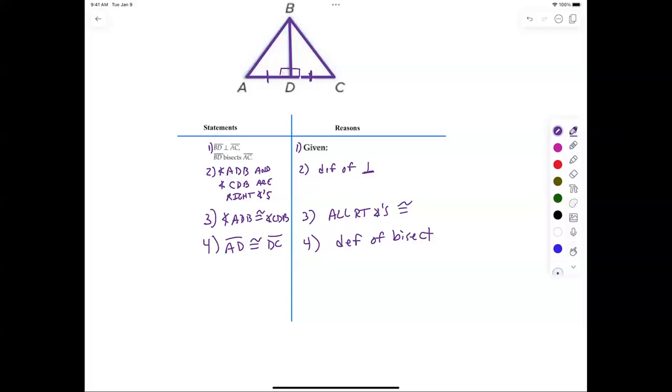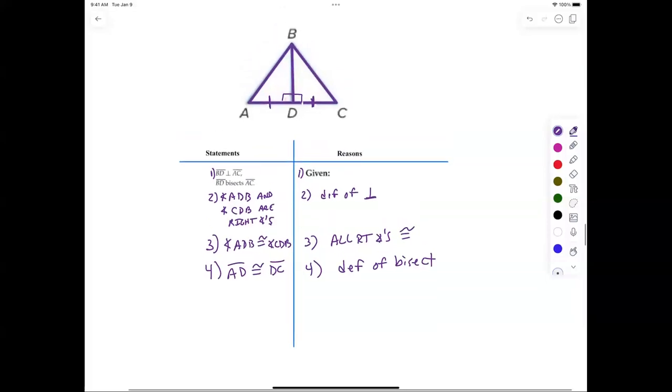Triangle ADB. Not yet, I only have 2 parts. BD is congruent to BD. Remember, you always need 3 parts. So now we say BD is congruent to BD. And that, of course, is the reflexive property.